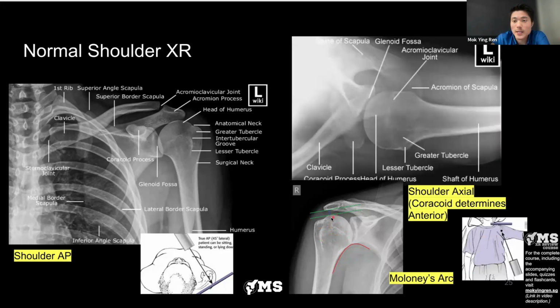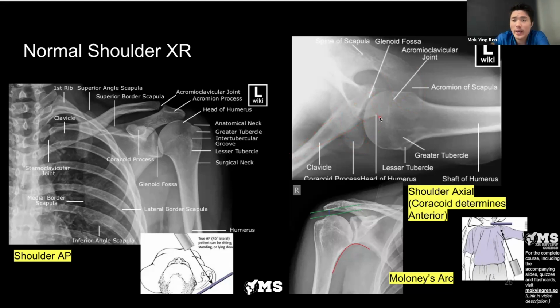Next, this is an axial view of the shoulder. You can see that the patient requires abduction of the arm to take this X-ray. You can see the humerus head that is articulating with the glenoid over here. And here you have the coracoid process and the acromion here, which articulates with the clavicle.